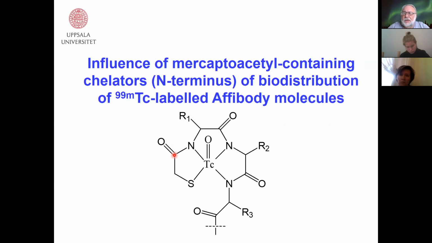So when we started to work with antibody molecules, we wanted to evaluate MAG3 as a possible chelator for technetium. Antibody molecules have 58 amino acids. That means that they are amenable to peptide synthesis, and the presence of MAG3 requires peptide synthesis to be sure that the mercaptoacetyl is placed exactly on the N-terminal moiety.